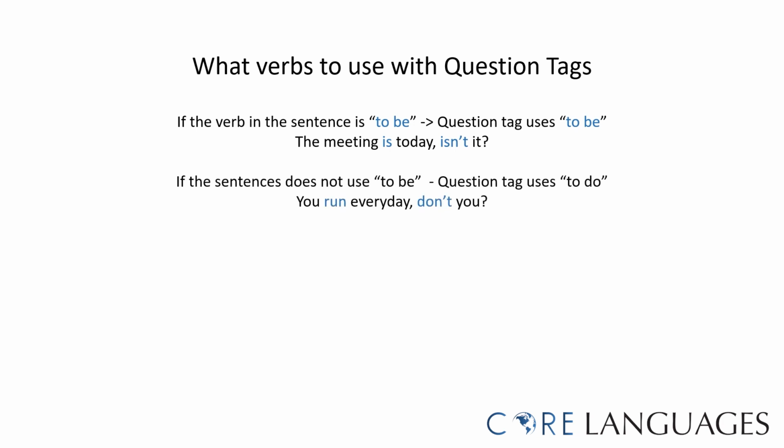Sentences with most other verbs will use to do for their question tag. For example, you run every day, don't you? I could also reverse this statement and say, you don't run every day, do you?